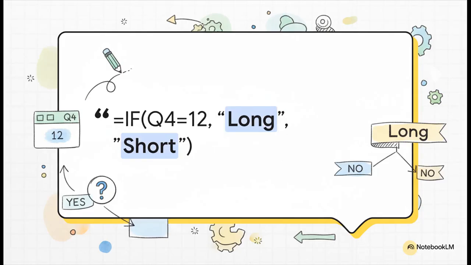Simple. So let's look at a real-world example. This formula is asking a really simple question. Hey, does cell Q4 equal the number 12? That's our logical test. If the answer is yes, then bam, it displays the word long. If the answer is no, it displays short. And just like that, you've created a powerful way to automatically categorize all of your data.